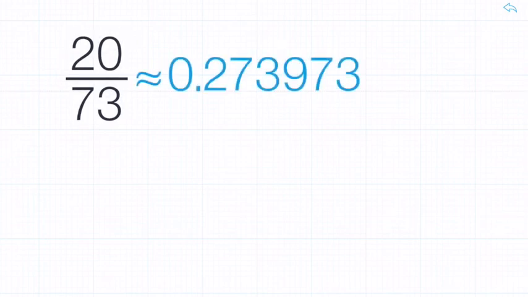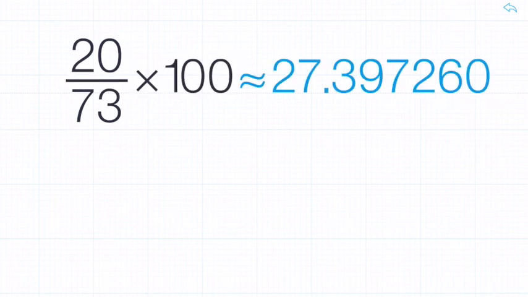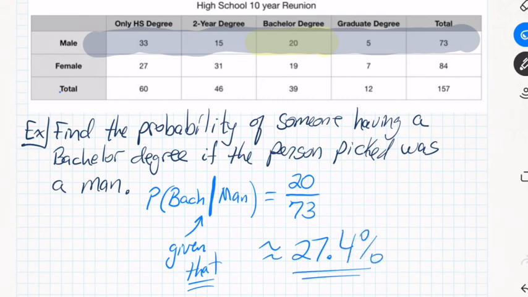On a calculator, that's about 0.273, but we want to change it to a percent, so times 100. And it's 27.4. So this would be approximately 27.4% of the time we will be able to find a bachelor's degree person if they were already a man. And that's what's considered conditional probability. It allows you to look at a subgroup and then find probabilities about that subgroup.